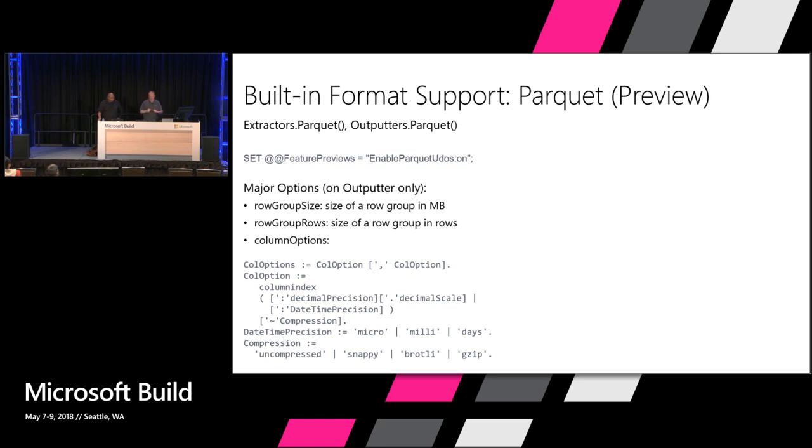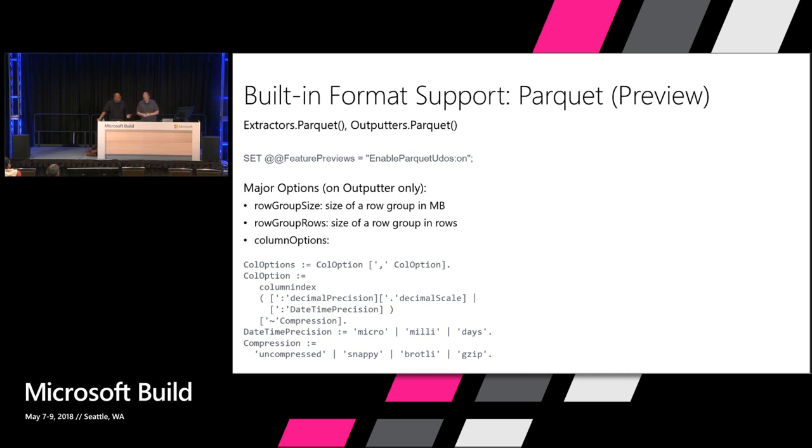Now, the important ones here are the precision and scale. The datetime precision, which can be micro, milli, or days. I noticed that some Spark engines can't cope with micro, so you will have to use milli for that. And compression is uncompressed, obviously default. Snappy, Brotli, and gzip are the supported compressions that we have. Again, be careful if you, for example, use some Spark engine, make sure that you have the codec for the compression that the data is compressed in, otherwise you will get error messages.